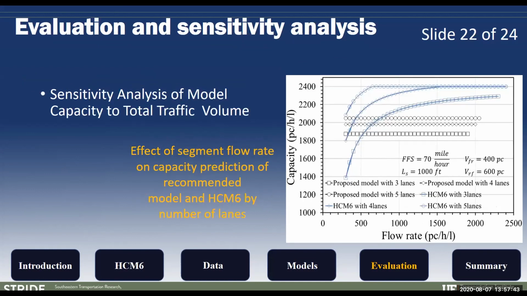I'm going to leave you with this one slide, which is the one we talked about earlier, which is adding non-weaving traffic. Here, we're keeping the weaving flow the same and adding non-weaving flow, so essentially we're increasing the total flow rate. We expect that capacity should not vary by increasing the flow rate, and that's what our model shows, compared to what the HCM shows: the more flow rate you have, the higher the capacity becomes. Again, something we don't think is appropriate.